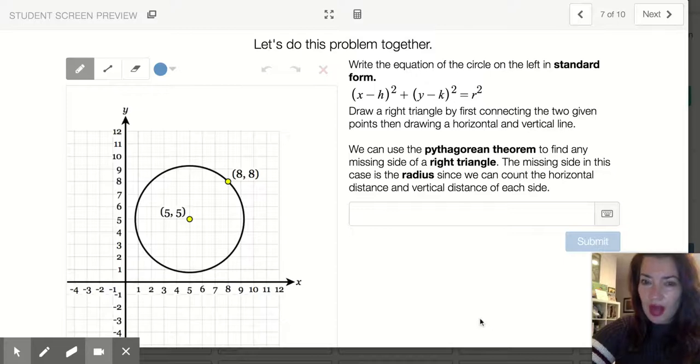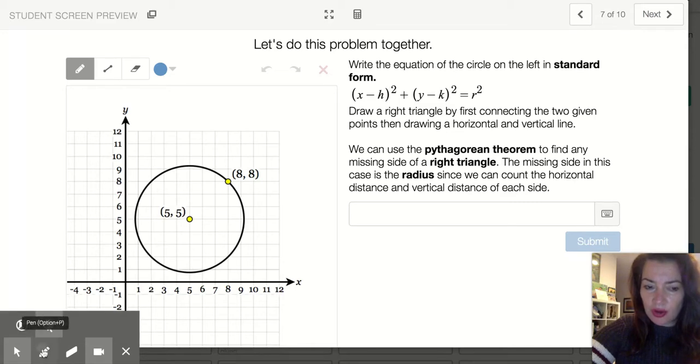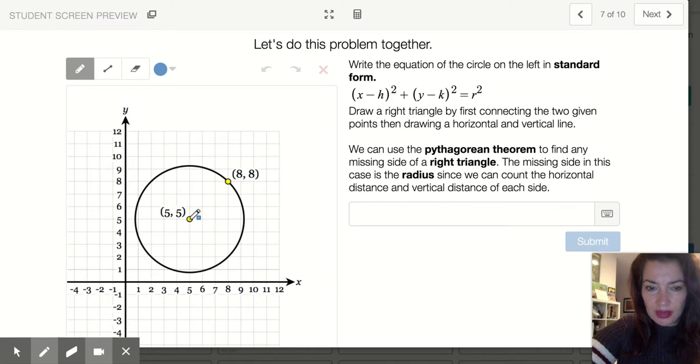Let's look at how we can write the equation of a circle given the center and a point on the circle. Remember from last class that from any 2 points we can draw a line segment and therefore draw a right triangle. So let's go ahead and do that. I'm going to connect the 2 points together, and that is the radius of our circle, r.